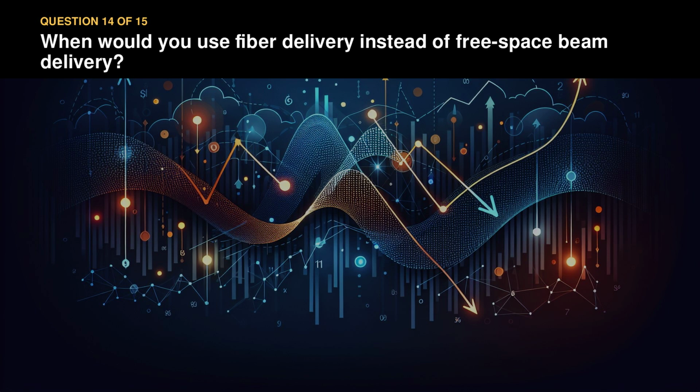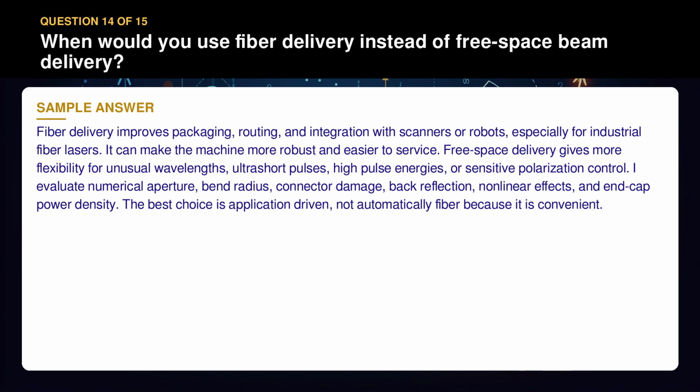Question 14. When would you use fiber delivery instead of free space beam delivery? Fiber delivery improves packaging, routing, and integration with scanners or robots, especially for industrial fiber lasers. It can make the machine more robust and easier to service. Free space delivery gives more flexibility for unusual wavelengths, ultra-short pulses, high pulse energies, or sensitive polarization control. I evaluate numerical aperture, bend radius, connector damage, back reflection, nonlinear effects, and end cap power density. The best choice is application-driven, not automatically fiber because it is convenient.